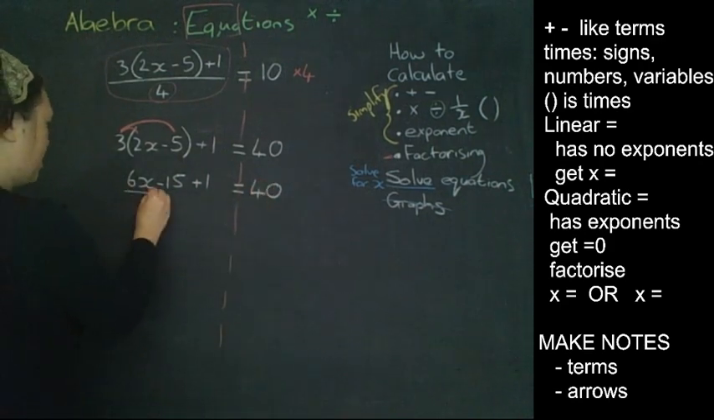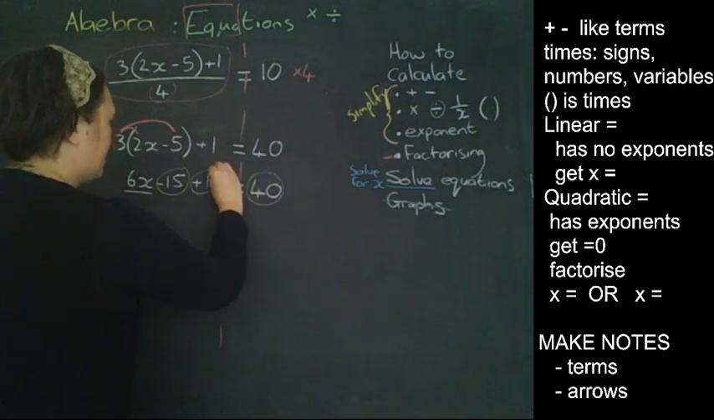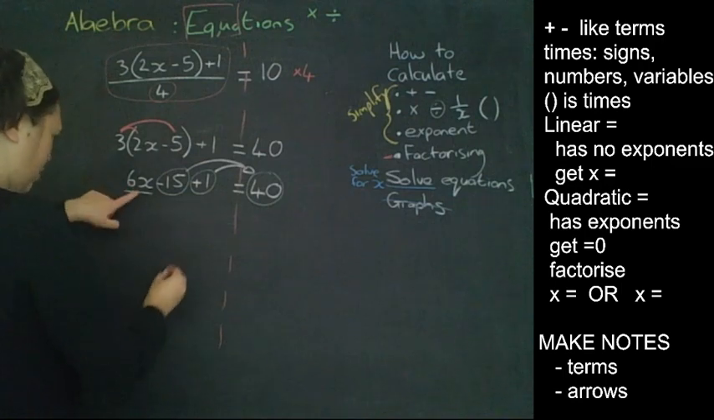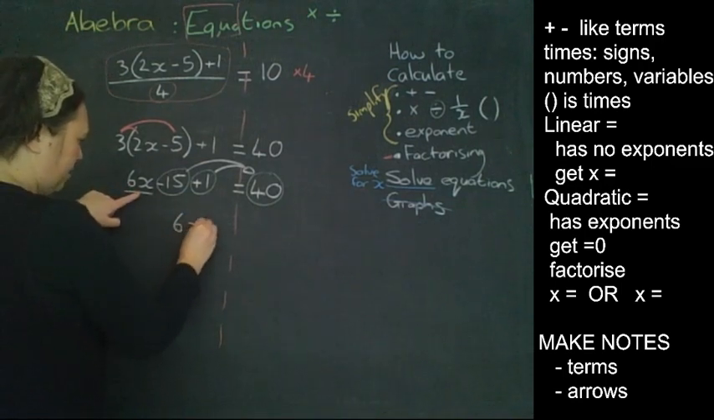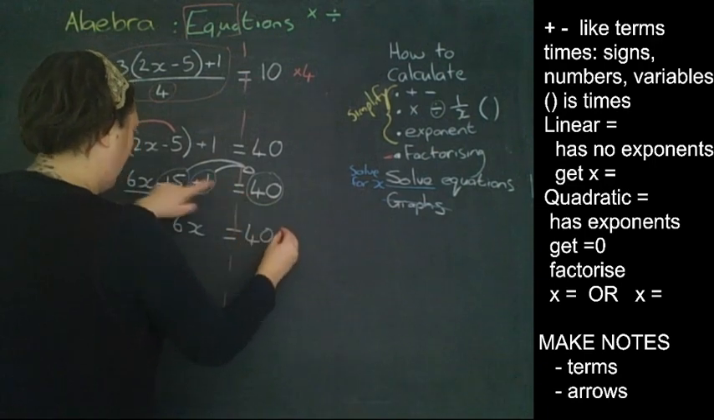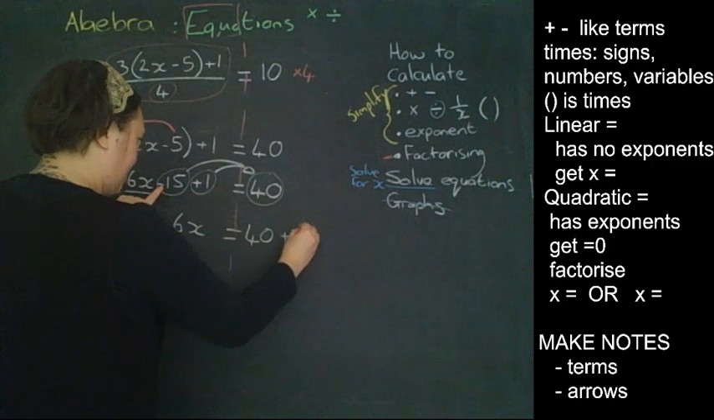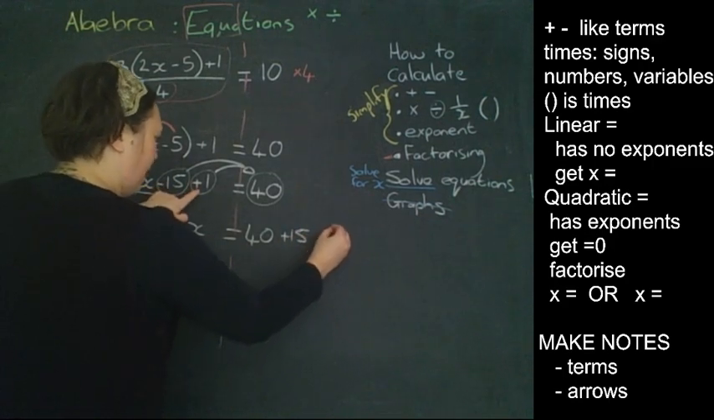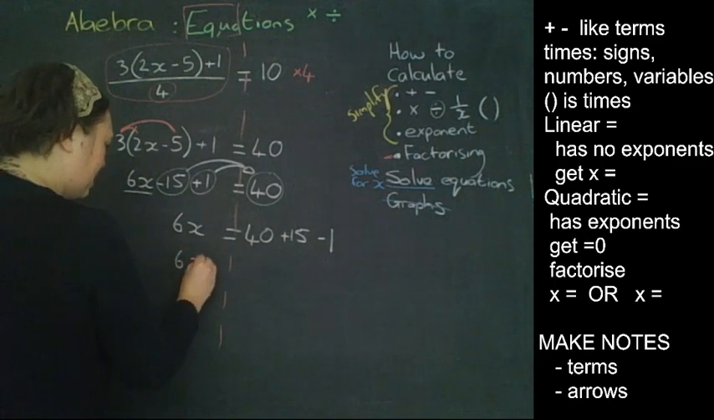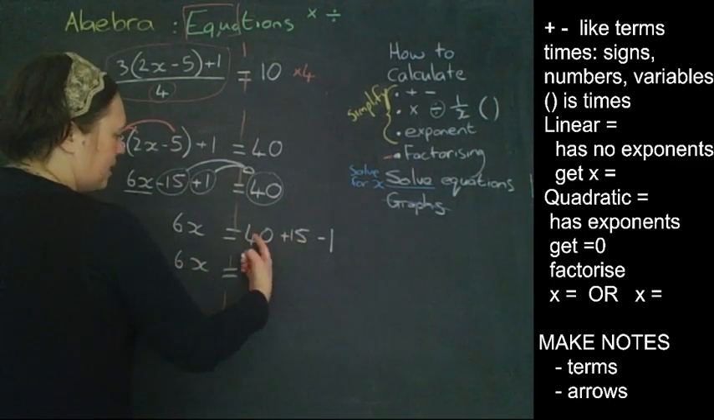So there we've got an x, that's numbers, that's numbers, that's numbers. And we throw everything over to the other side. So we've got 6x, and here we have the 40. We moved the 15, it was minus, now it's plus, and we moved the 1. So now we have 6x equals 40 plus.